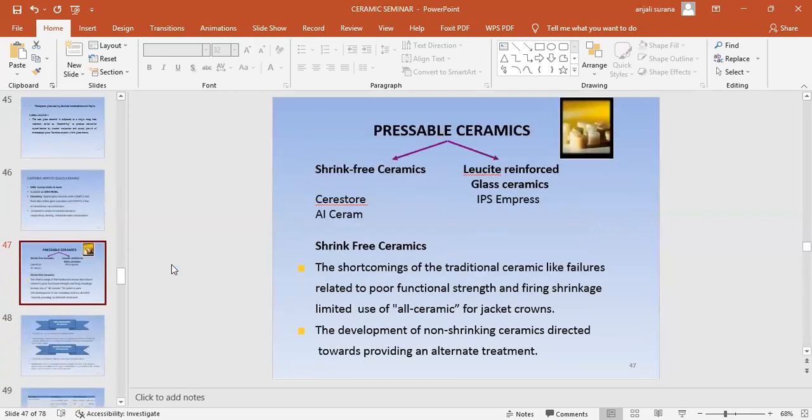Then we have pressable ceramics. They consist of two types: shrink-free ceramics and leucite reinforced glass ceramics. In shrink-free, the examples are Cerestore and Alceram, and in leucite reinforced, we have IPS Empress. Shrink-free ceramics address the shortcomings of traditional ceramics, like failures related to poor functional strength and firing shrinkage, which limited the use of all ceramic for jacket crowns. The development of non-shrinking ceramics was directed towards providing an alternative treatment.